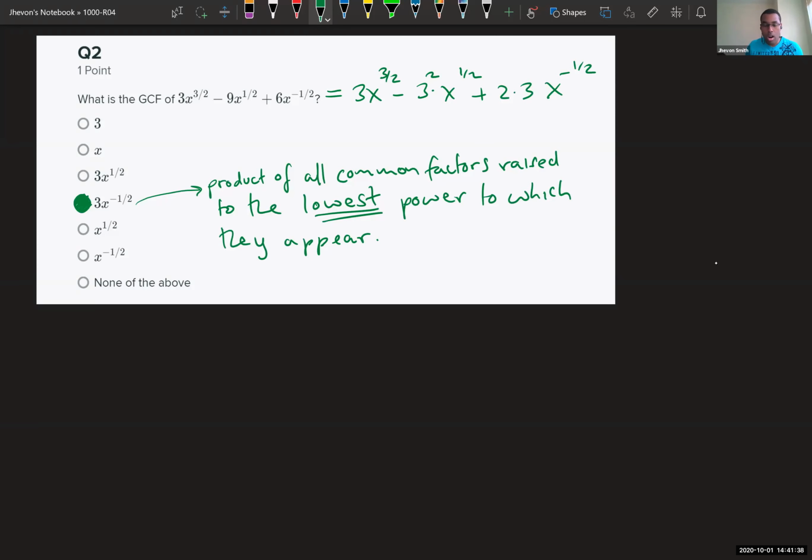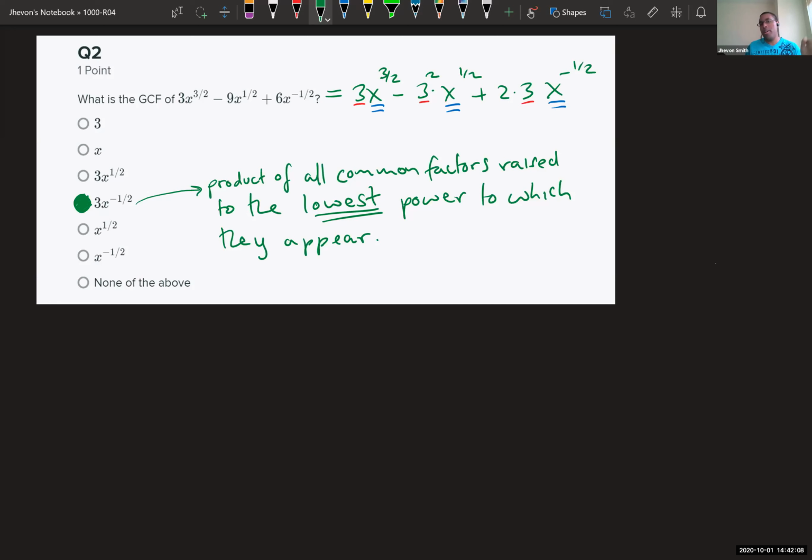You'll notice that there are 2 common terms. So there's a 3 in everyone. And there is, let's look another color, blue. There is an x in everyone. Okay. So 3 is a common term, x is a common term. You want to take a product of all the common terms, then you raise them to the lowest power to which they appear. So 3 appears with the power 1 and the power 2. So you actually pick the power 1, so that's just 3.